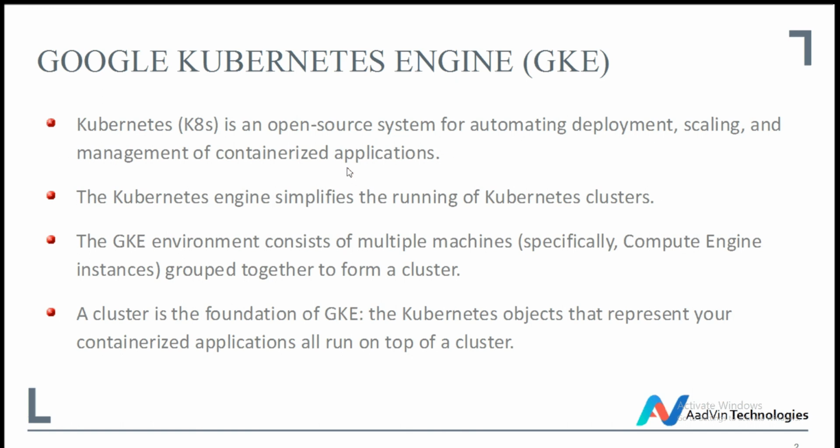The GKE environment consists of multiple machines, like our Compute Engine instances, grouped together to form a cluster. In Google Kubernetes Engine, the containers run inside a cluster. There will be multiple instances inside a cluster. A cluster is the foundation of GKE. The Kubernetes objects that represent your containerized applications all run on top of a cluster. So all these Kubernetes containerized applications run inside a cluster itself.